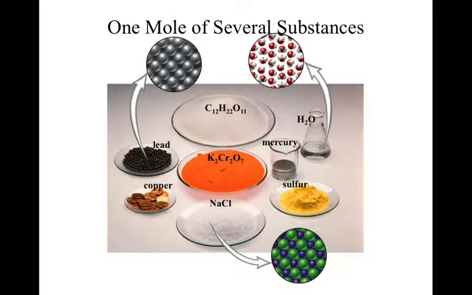Okay, mole of several substances. You'll notice that we don't get the same volume for each of these, which should make sense. We shouldn't get the same volume because what we're looking at is different species with different densities, different masses to that volume. Okay? So a mole can be a lot of different things as far as sizes and shapes go.